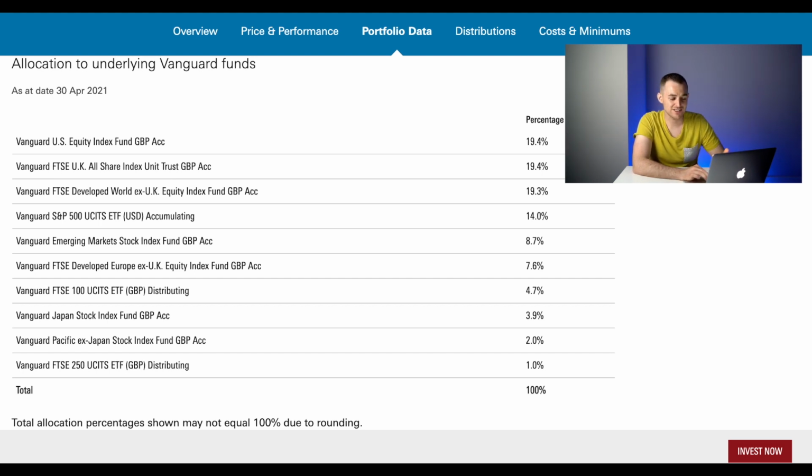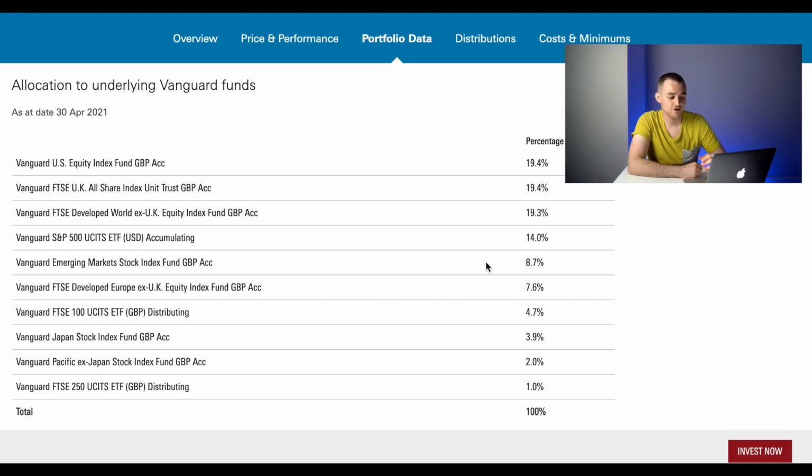So for example, you can see 19.4% is made up in the Vanguard US Equity Index Fund. You can see 19.4% is also made up in the Vanguard FTSE UK All Share Index Fund. Now, do you remember me saying earlier that the asset allocation tab on the overview page was slightly different? This is because usually that tab would say how many stocks it invests in, but obviously this fund actually invests in multiple funds. By investing in a Life Strategy Fund, your fund of funds is going to actually be made up of between 6,000 to 20,000 stocks depending which Life Strategy Fund you pick.